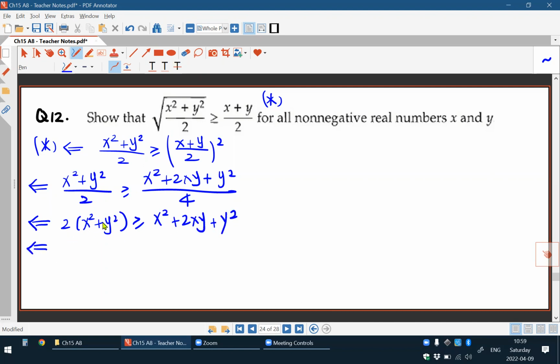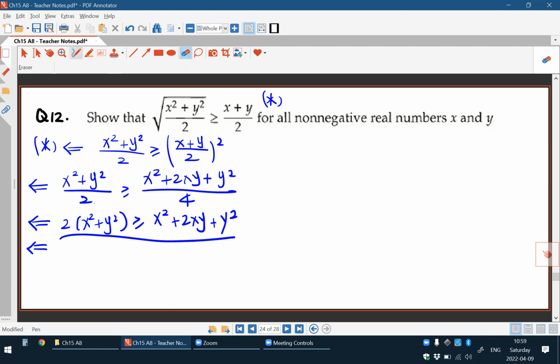Then in order to prove this one is true. Over 2. What do you mean? Why isn't it over 2 on this side? Oh, because I multiply both sides using a 4. Why? Because as long as you can prove this one is true, then you can divide both sides using a 4, right? Then you will get this one is true. If you get this one is true, this one is true, this one is true, right?